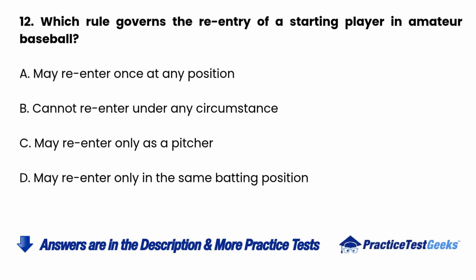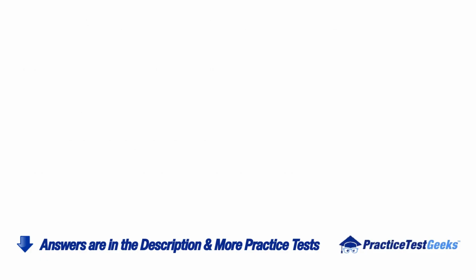12. Which rule governs the re-entry of a starting player in amateur baseball? A. May re-enter once at any position. B. Cannot re-enter under any circumstance. C. May re-enter only as a pitcher. D. May re-enter only in the same batting position.